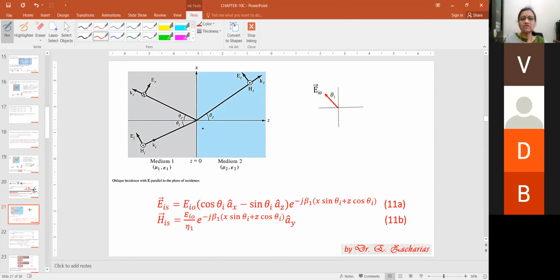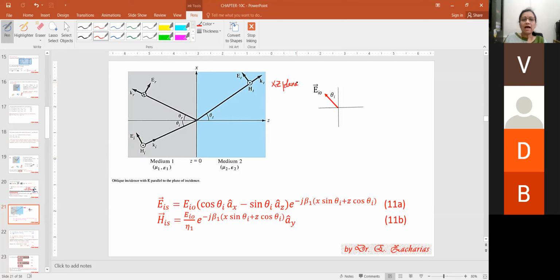Now I have to write an equation, in phasor form, for the electric field of the incident wave. I'm considering parallel polarization, so my Ei vector is lying on the plane. Which plane is this? This plane is the XZ plane. It is lying on the XZ plane.